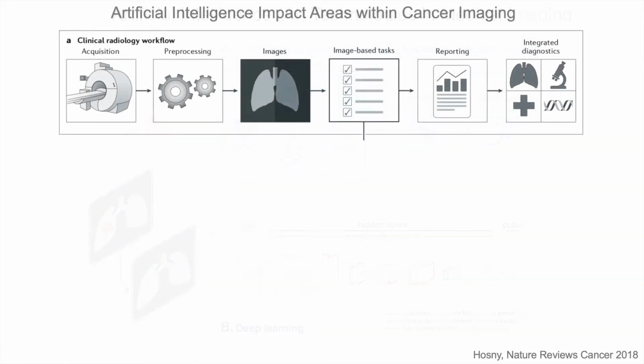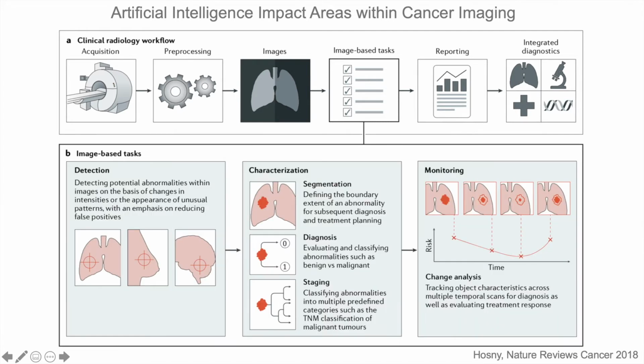So what is important there is that we think that AI will really impact the full radiological workflow from acquisition all the way to integrated diagnostics. So if we then focus on the image-based tasks, we think that AI will strongly impact the detection of cancer, so finding the cancer lesions. Then when we find cancer lesions, characterizing them better, both in volumetrics and shape, as well as other characteristics, and then also to monitor this over time. So these are the different steps that we think that AI will impact, and I will also show you some examples that we're doing in these different areas.